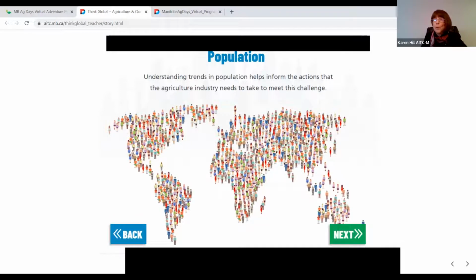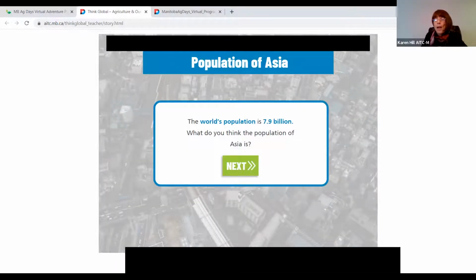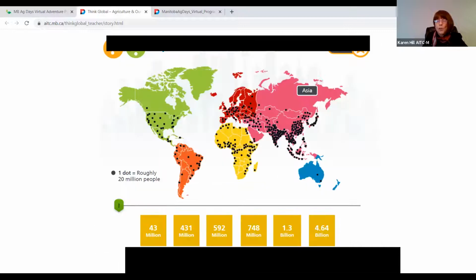So it's very important that we understand population trends in the agricultural industry. And so since we chose Asia, we're going to try and figure out what's the population in Asia. And this gives us instructions on how to do it.